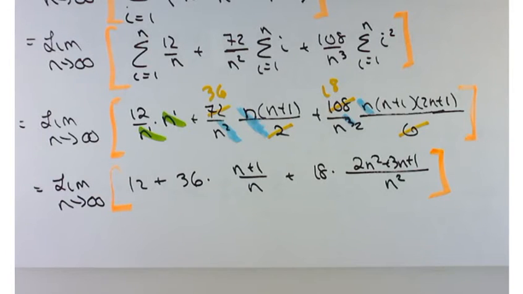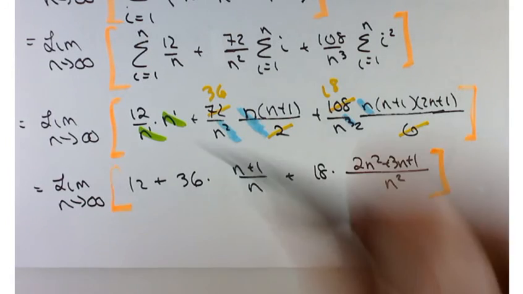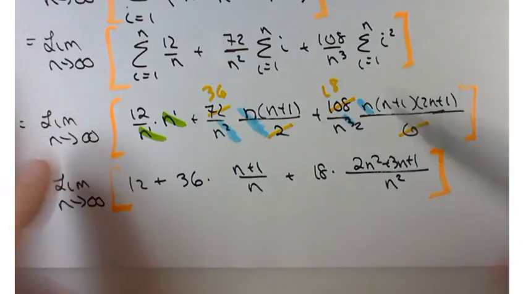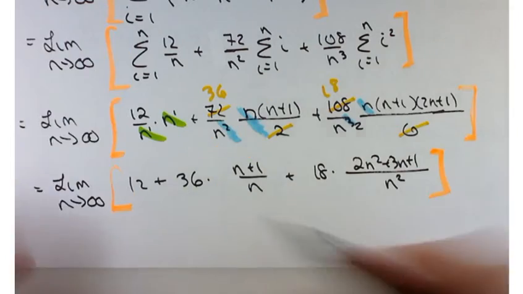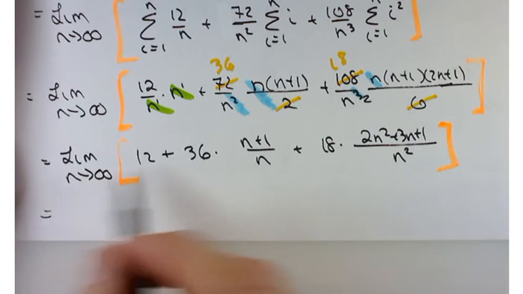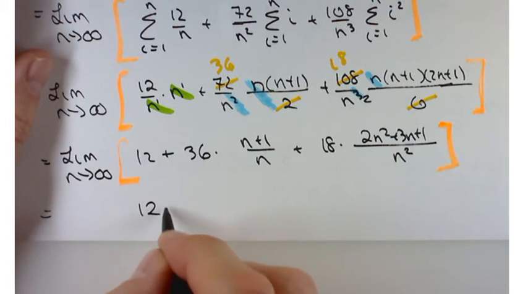Last but not least, we can finally take the limits. Notice I've been consistent in all these. I wrote the limit with all of those. We can't just leave off the limit. These things aren't equal to our final answer without the limit. So let's take the limit. The limit as n goes to infinity of 12 is just 12.